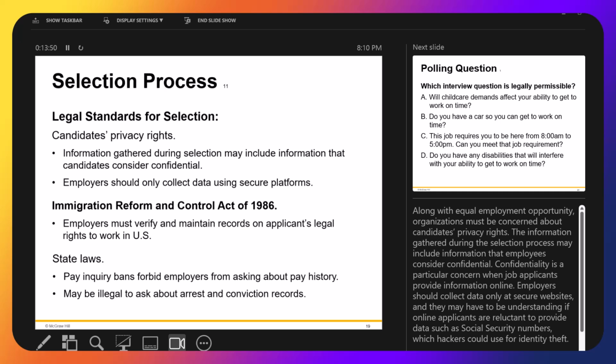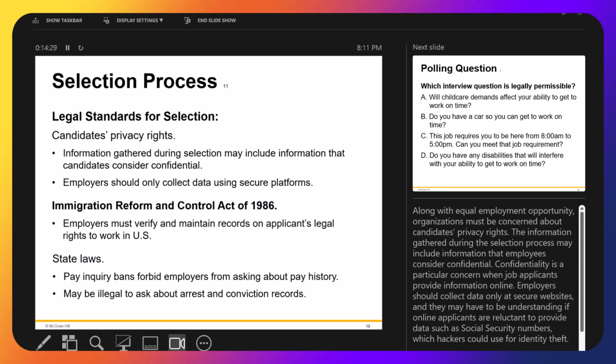Selection process, legal standards for selection, candidates' privacy rights. Information gathered during selection may include information that candidates consider confidential. Employers should only collect data using secure platforms. So when you're gathering this type of information, you've got to make sure that people's rights and privacy are protected, particularly for certain types of jobs, like jobs with the federal government and in law enforcement. But even in private industry and nonprofits, you still have to protect everybody's privacy.